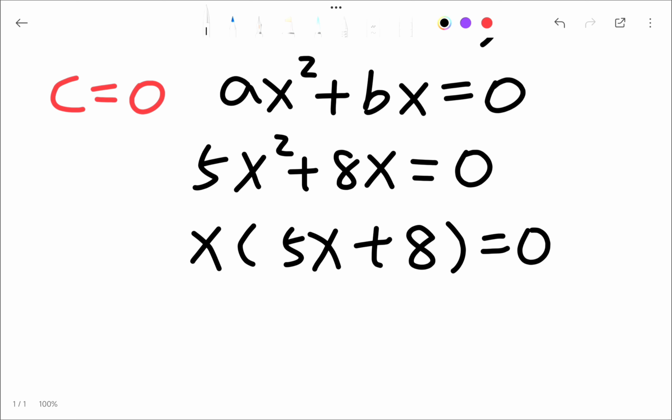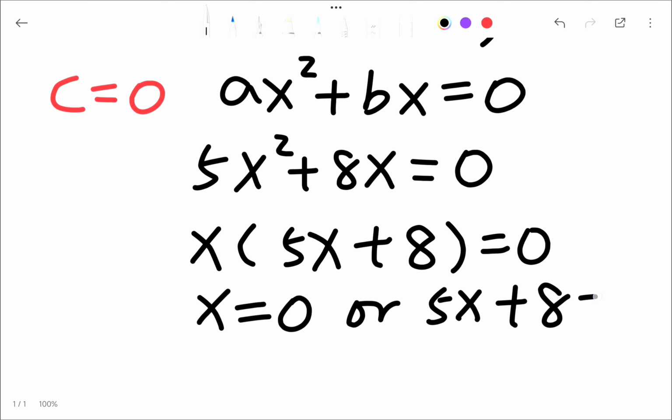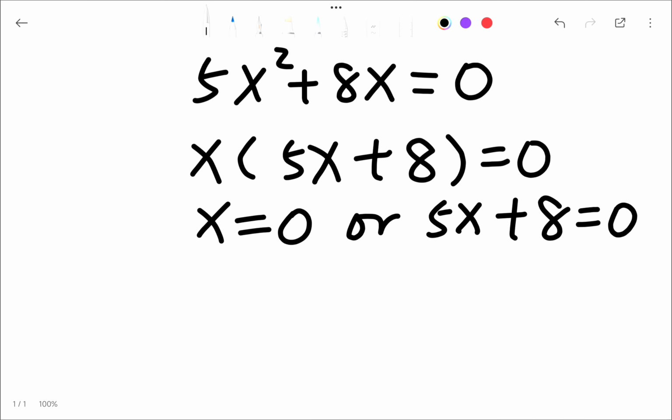And now we have transformed the original equation into 2 factors multiplied together equals 0. Imagine if you have 2 numbers multiplying together equals 0. That means at least one of them has to be 0. So with that in mind, we can write x equals 0, or 5x plus 8 equals 0. And this is a linear equation with only one variable. We can easily solve for x.